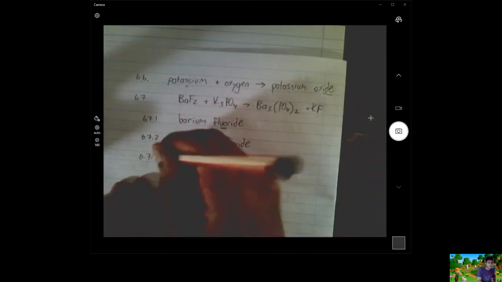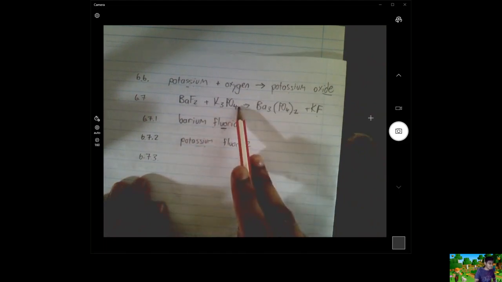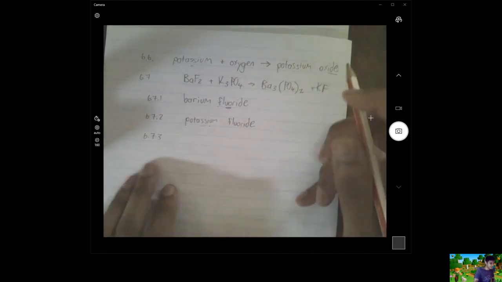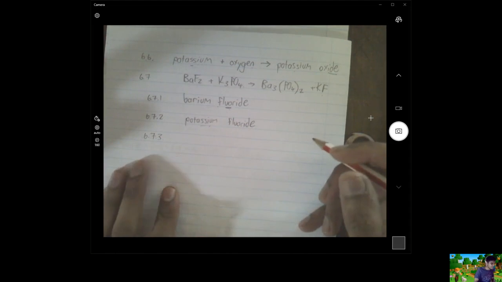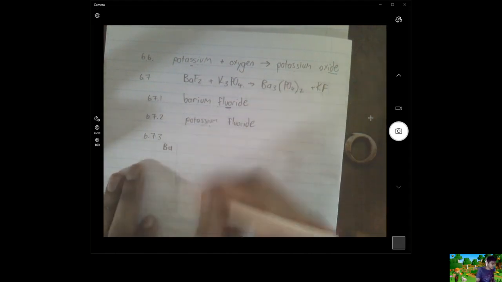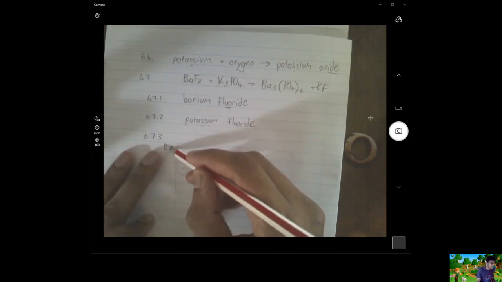6.7.3, rewrite the equation BaF2 plus K3PO4, etc. as a balanced chemical equation. So balancing was the main topic of booklet 2, and there are many different ways that you can balance an equation. So I'm going to go ahead and use this table method where I write down the symbols of all the elements in the equation on the left-hand side.